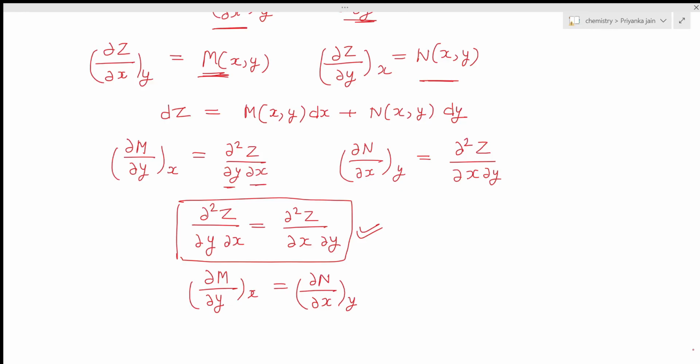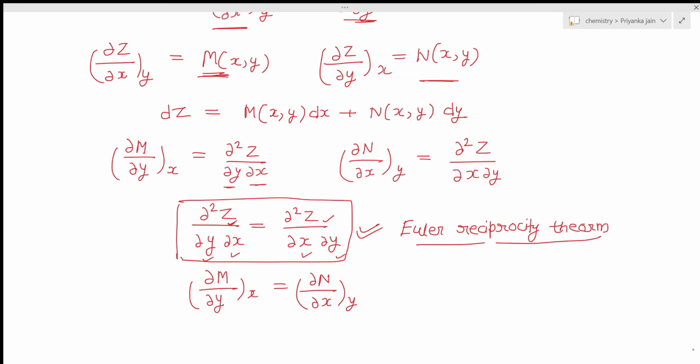It means suppose we are doing the differentiation of z with respect to x firstly and then with respect to y. And if we are doing the differentiation of z with respect to y firstly and then with respect to x, it does not matter. In both cases the result will be the same. It means the second differential of the state function will be the same whatever the order. This is what Euler's reciprocity theorem says. I hope this is clear to you.